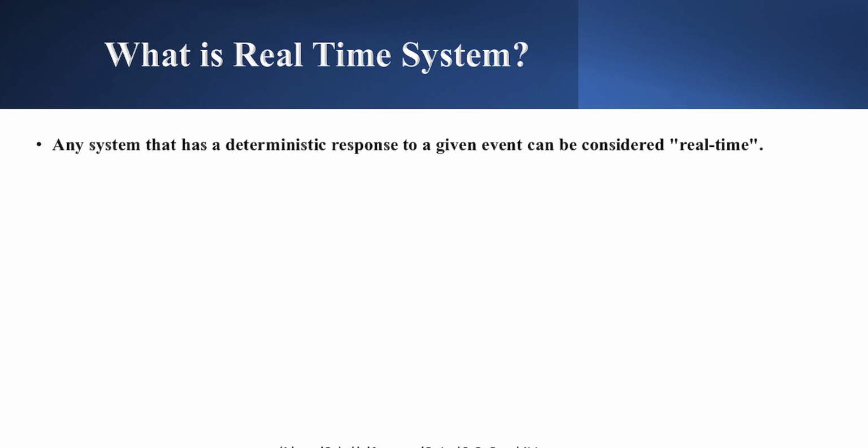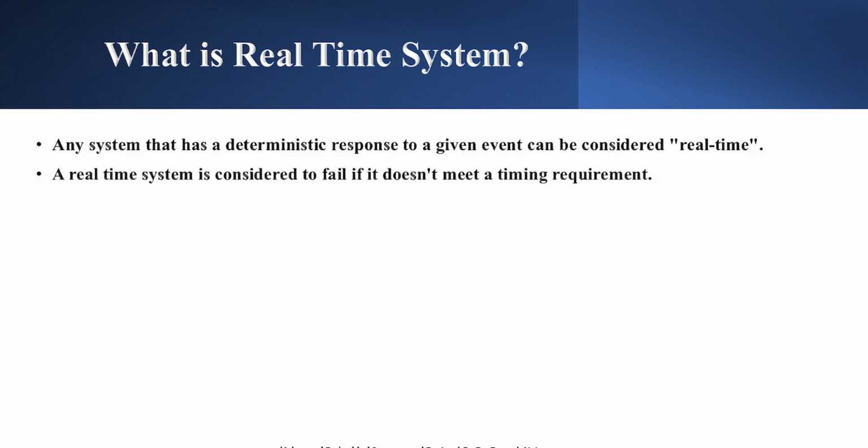So any system which has a deterministic response to a given event can be called real time. A real time system is considered to fail if it does not meet the timing requirement. Here in this system, time is more important rather than completing more and more tasks. Here we have to keep an eye on the time. If the function completes within a specified time period which is determined by the user, then it is called real time.